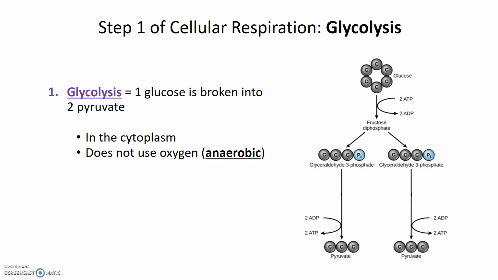So the first step of cellular respiration is called glycolysis. And glycolysis tells you what it does in the name: glyco for sugar and lysis for breaking down. Glycolysis is the process of breaking down one glucose molecule into 2 pyruvates.